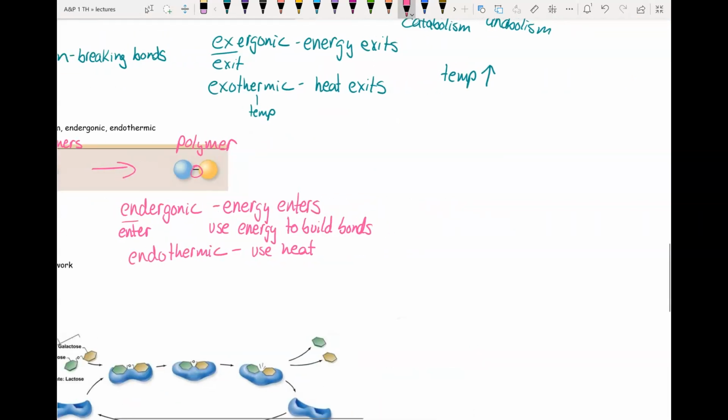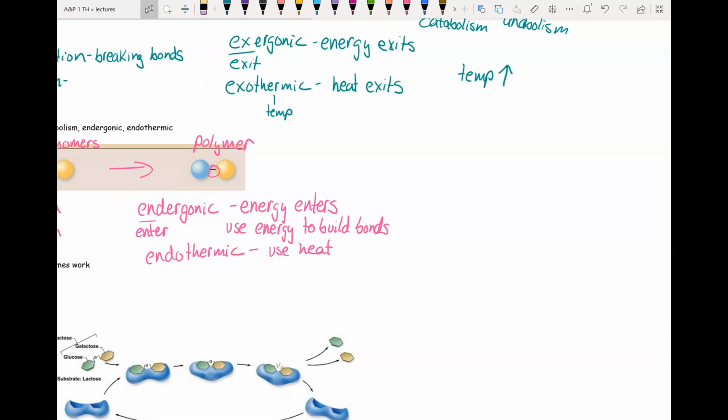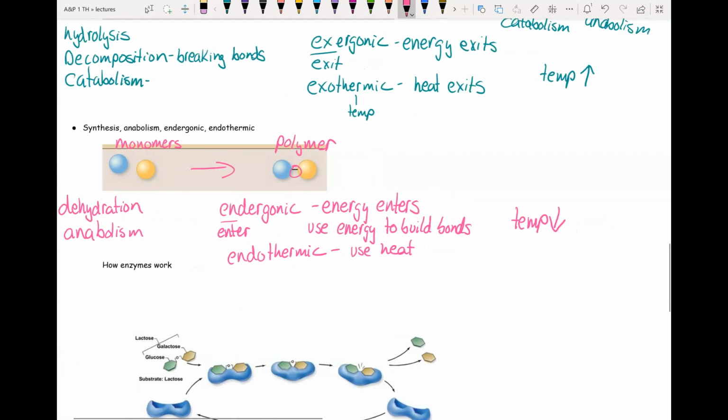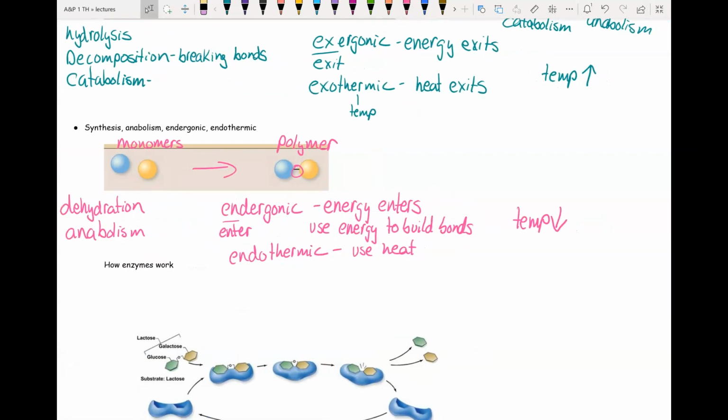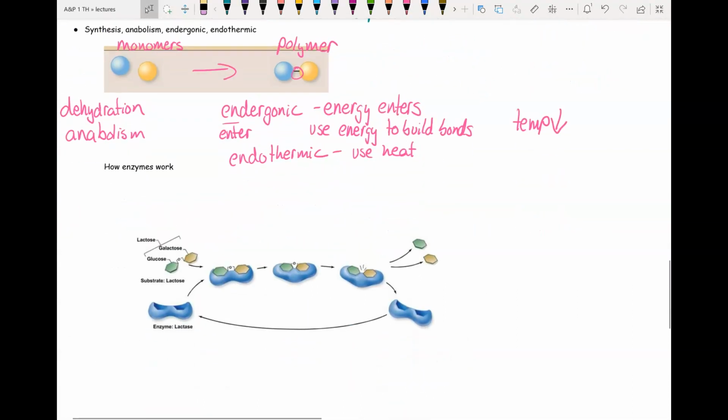And because you're using it, heat is like money. Once you use it, you don't have it. So temperature goes down in these types of reactions. Another important thing to go along with reactions is enzymes. Enzymes are catalysts. This means they speed up reactions.